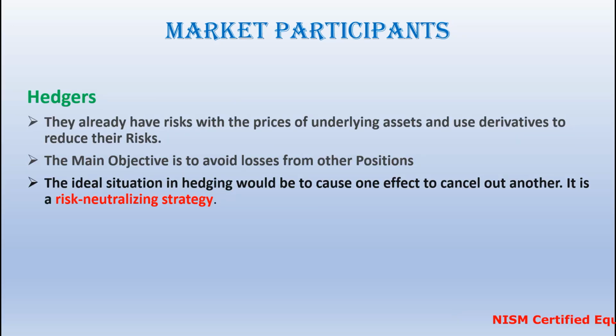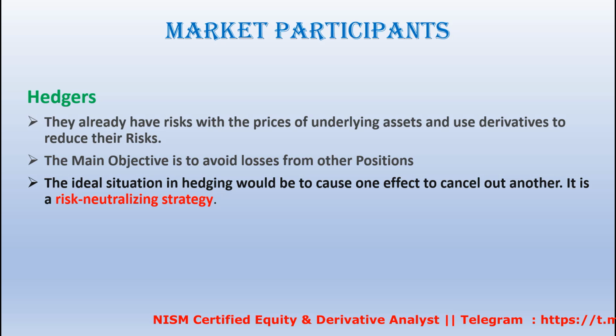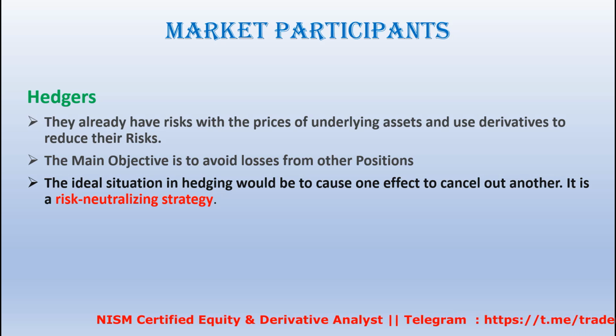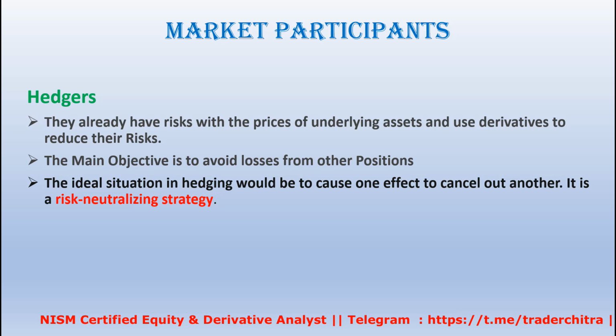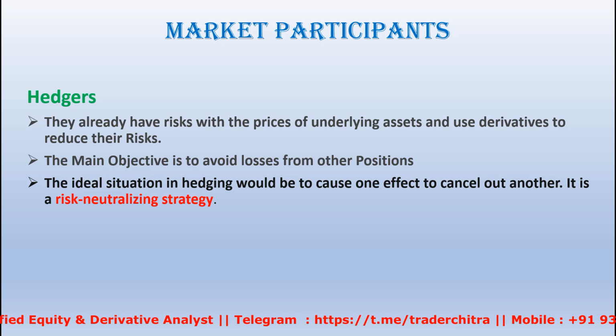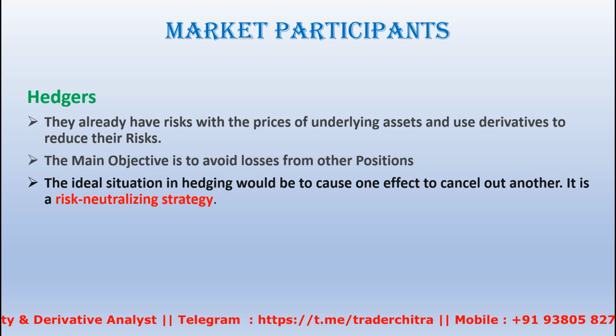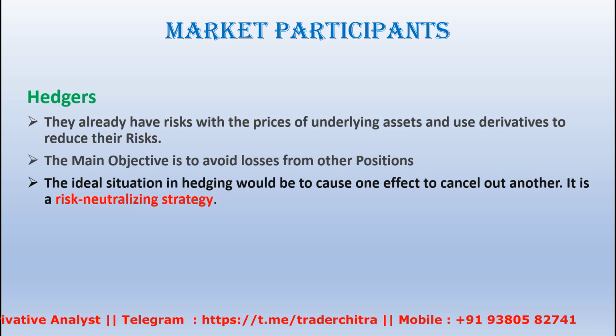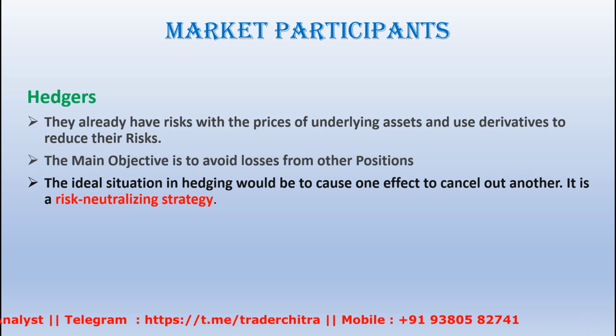What is called hedging, or who are called hedgers? They already have the risk with the prices of the underlying asset and use derivatives to reduce their risk. So why is hedging required in the market? If we are buying any position thinking the market will go up, but in order to avoid the risk in case the market falls, we will do hedging. The main objective is to avoid losses from the positions. The ideal situation in hedging would be to cause one effect to cancel out another. That is, it is a risk neutralizing strategy.